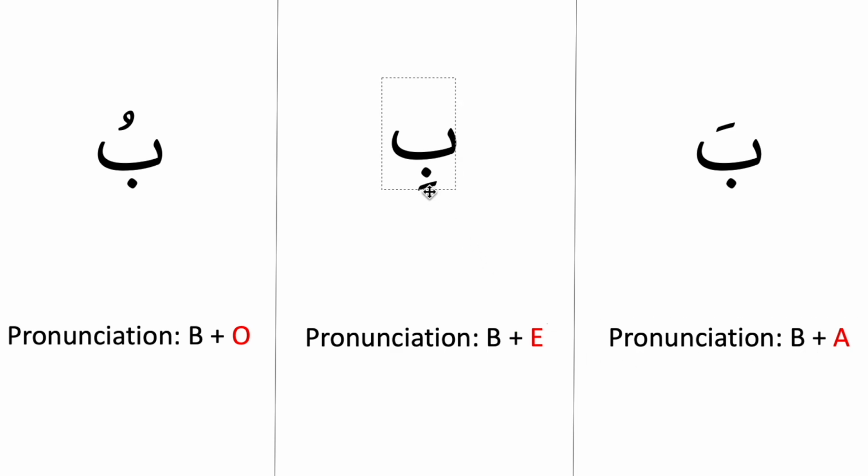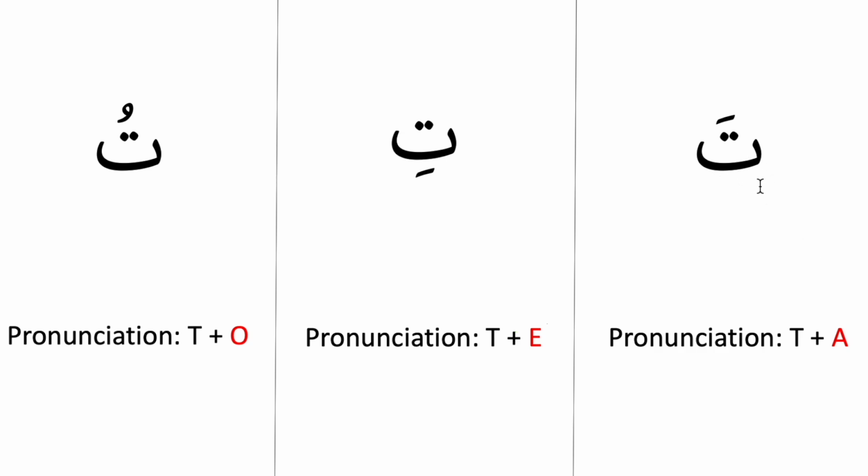B, but has Kasra underneath it. You add E to it. So it's gonna be Bee. B, but has Dhamma on the top of it, you add O to it. Boo. Ba, bee, boo. One more time. Ba, ب with فتحة. بي, ب with كسرة. بو, ب with ضمة.